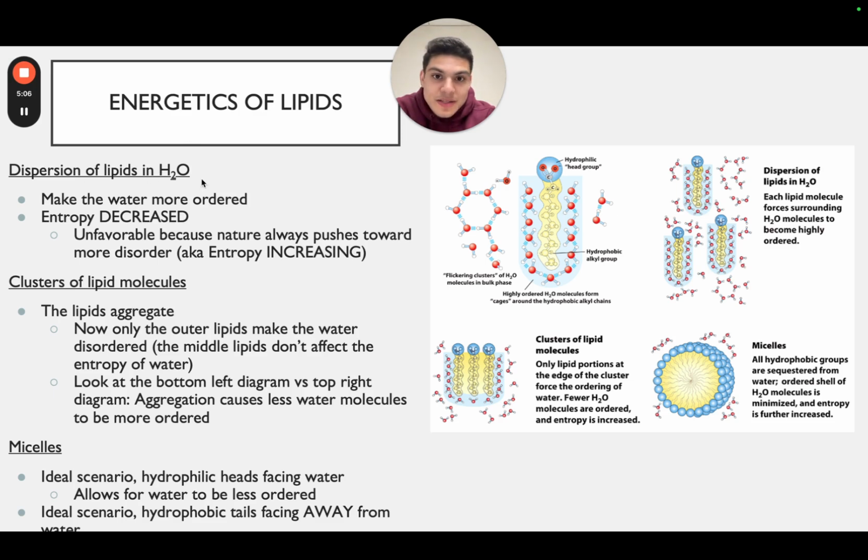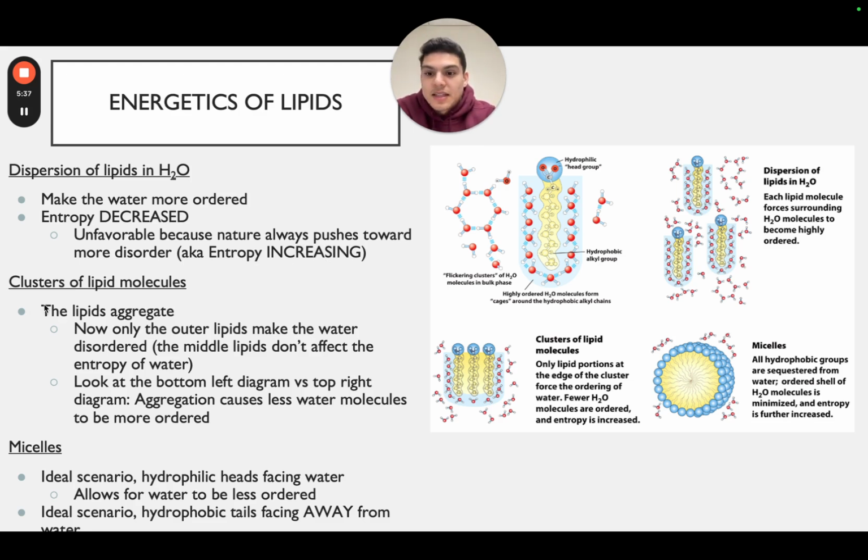So, dispersion of lipids in water. What ends up happening is the water will form a shell around the fatty acid. And this actually causes the entropy to decrease. And we know that the universe wants to increase in entropy, right? So it's unfavorable because nature always pushes towards more disorder, meaning that the entropy is increasing, like I just mentioned.